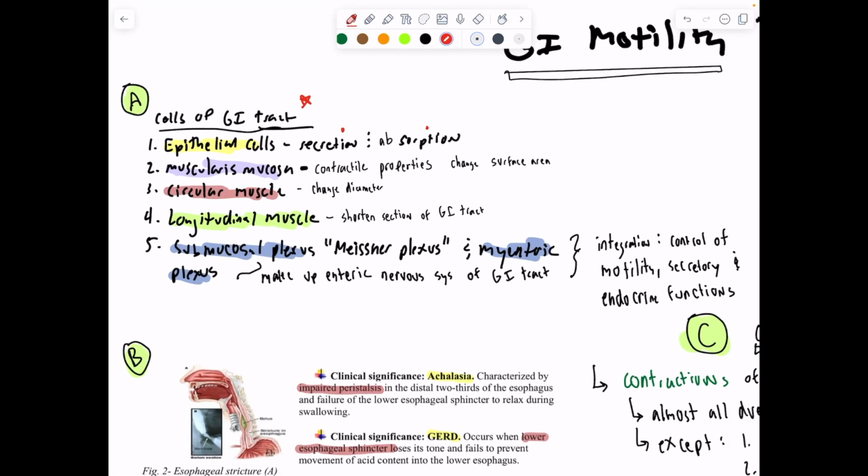And then we have the muscularis mucosa, which is going to have contractile properties, change the surface area, involved in secretion and absorption. We have our circular muscle, which is going to change diameter, help propel food through the GI tract. And then same thing with the longitudinal muscle, shorten the sections of the GI tract to get movement of food through it. Then we have the submucosal plexus, aka mesenteric plexus, and the myenteric plexus, which both make up the enteric nervous system of the GI tract.